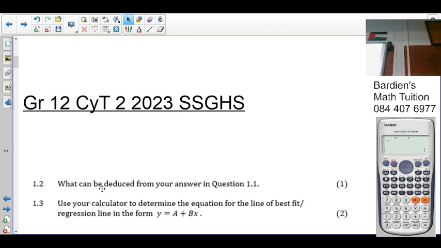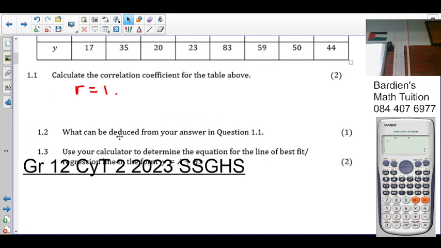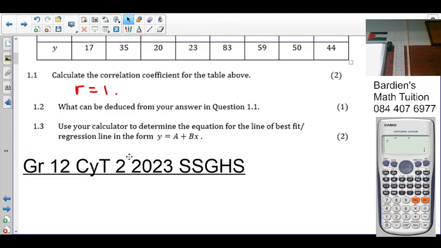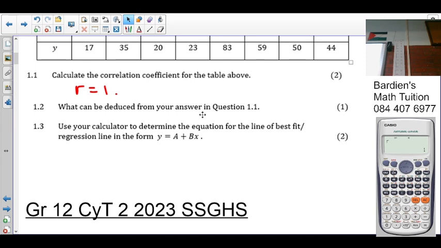Let's go to 1.2. What can be deduced from your answer in question 1.1? Firstly, it's going to be positive. Perfect correlation. Not so? So positive perfect correlation.